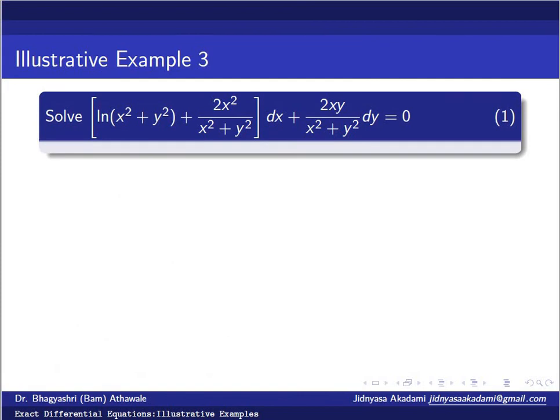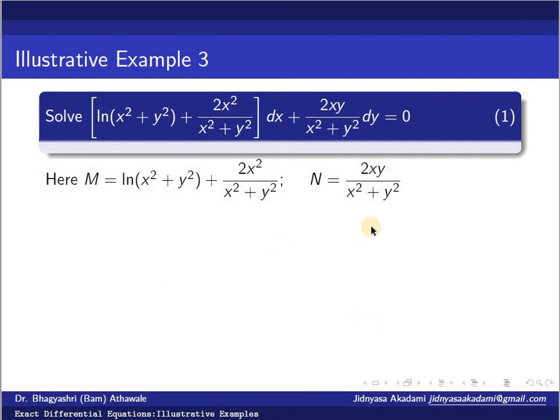That is our last example. Again, identifying m and n, we are getting m is equal to this and n is equal to this. So we are going to calculate ∂m/∂y and ∂n/∂x. So here, we have to use chain rule, division rule. So we will find the derivative term by term. It is ln of x square plus y square. So first derivative of ln is 1 upon that bracket x square plus y square into derivative of bracket with respect to y, which is 2y. So the partial derivative of ln of x square plus y square with respect to y is this.